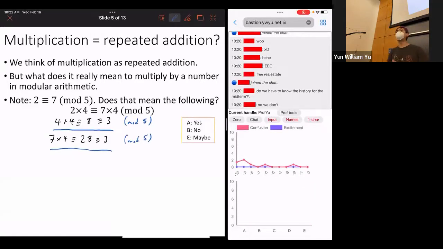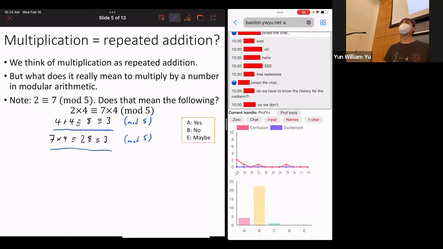But what about multiplication? Is 2 times 4 the same as 7 times 4? Is that the case in this particular case, and is that true in general? Can you just multiply by either 2 or 7 and get the same answer? It seems a little bit odd that you could multiply 2 times something and 7 times something and get the same answer. So is that true or is that not?